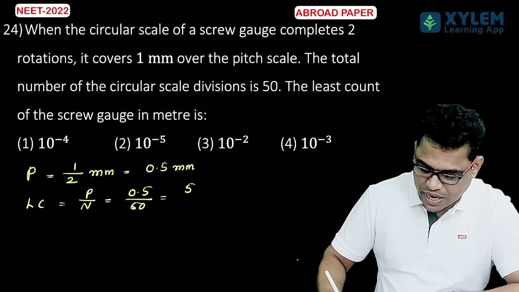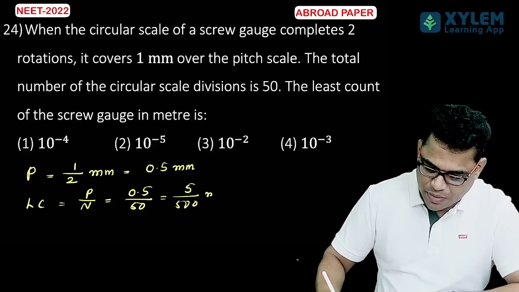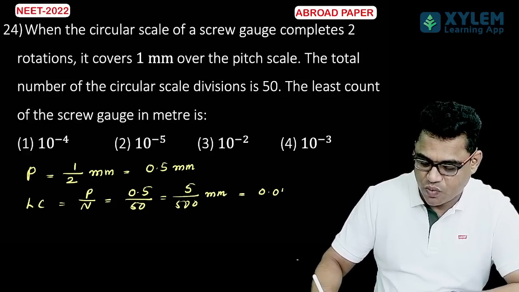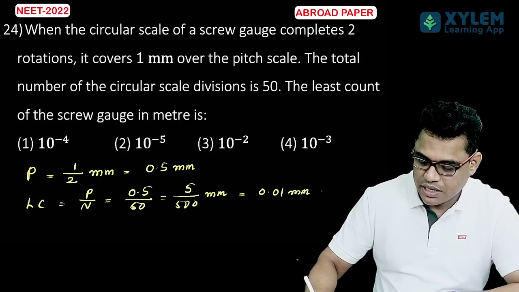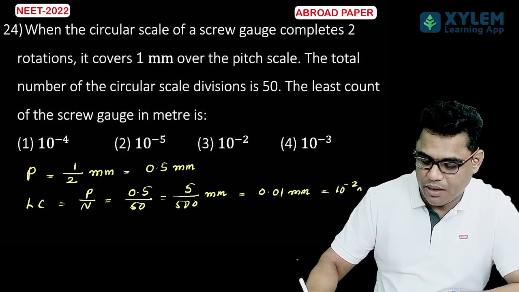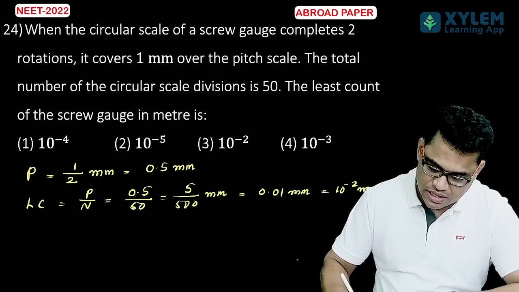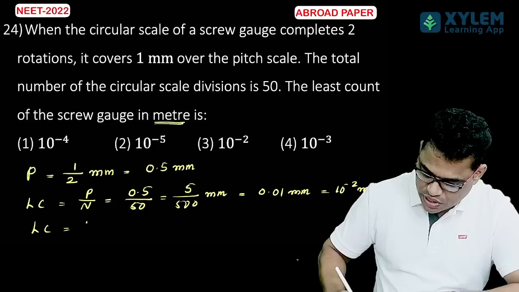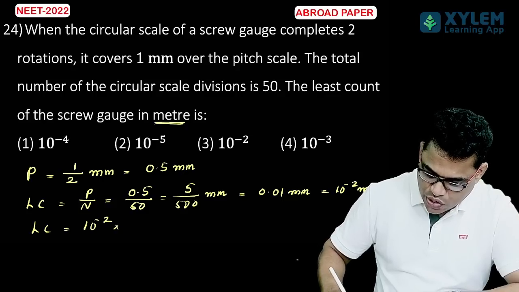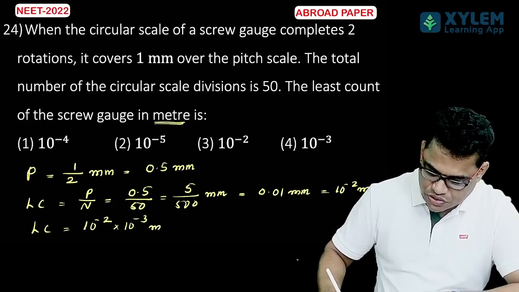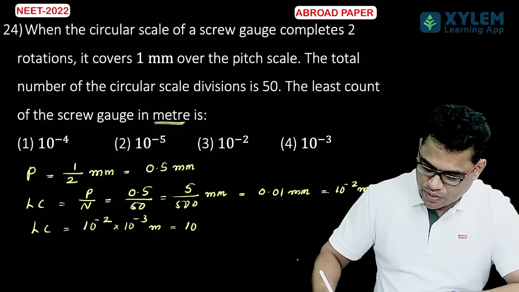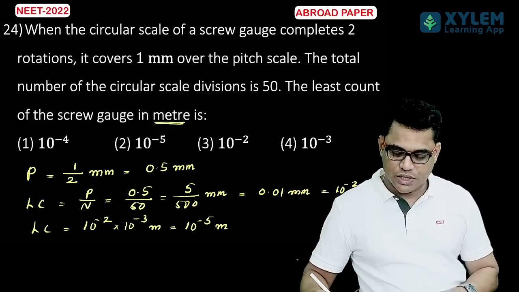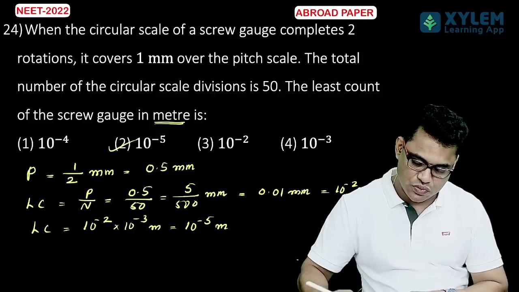This can be written as 5 divided by 500, which is in millimeter. Don't forget that, which is in millimeter. That's equal to 0.01 millimeter, that is equal to 10 to the power minus 2 millimeter. But we want the answer in meter. Therefore, least count is equal to 10 to the power minus 2 into 10 to the power minus 3 meters, which is equal to 10 to the power minus 5 meters. Is there such an answer, 10 to the power minus 5? Of course, the answer is 2.